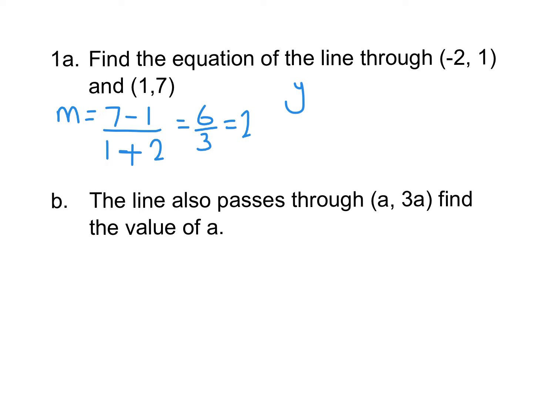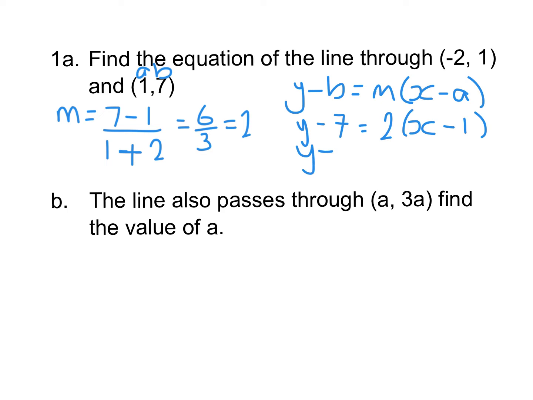And then I'm going to plug this into the equation, y minus b equals m bracket x minus a. I'm going to use this 1, 7 as my a and b to plug in. So I'll have y minus 7 equals 2 bracket x minus 1. And if I expand this out and move everything over, I get 2x minus 2, and that minus 7 gets added on, so minus 2 plus 7 gives me plus 5. So here is my equation of the line. This is what we wanted for part A.